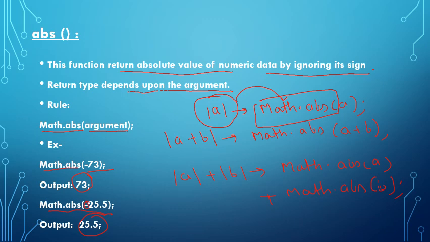Math.pow is used to find the power of any number. It takes two arguments: Math.pow(base, power). The return type of the power function is double. Next function is Math.abs, used to find the absolute value of any number. It gives the absolute number by ignoring the sign. The return type depends upon the data type of the argument.